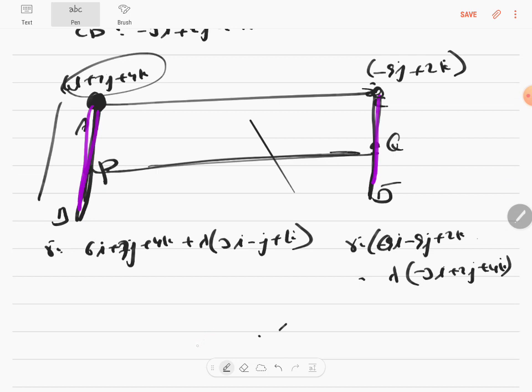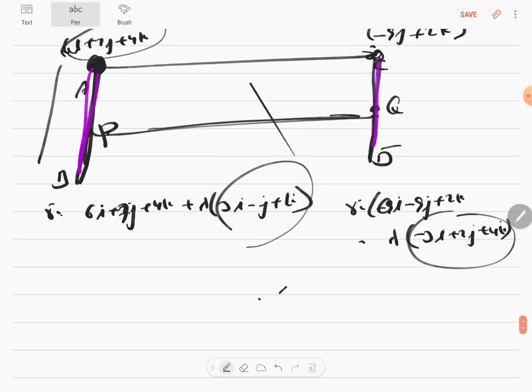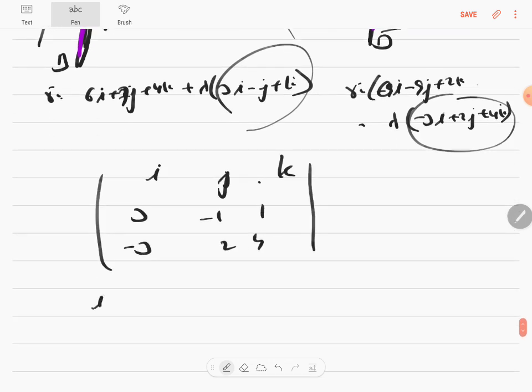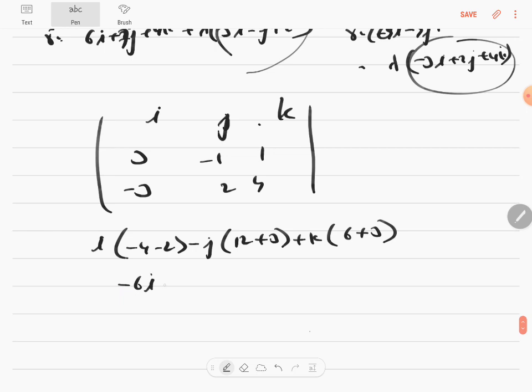Once you get the two lines, the equation of the line CD, you also get. Now you have these two vectors. You have this vector and this vector. And since PQ is perpendicular to both AB and CD, you can just cross them and you get the PQ vector. Let me cross i, j, k; 3, minus 1, 1; minus 3, 2 and 4. Let me cross it. i into minus 4 minus 2, minus j into 12 plus 3, plus k into 6 minus 3. So it's minus 6i minus 15j plus 9k.